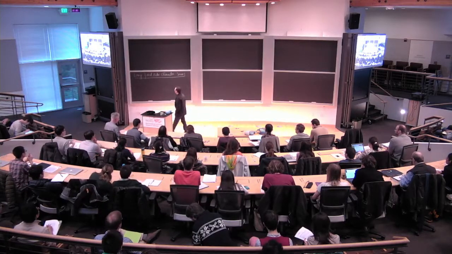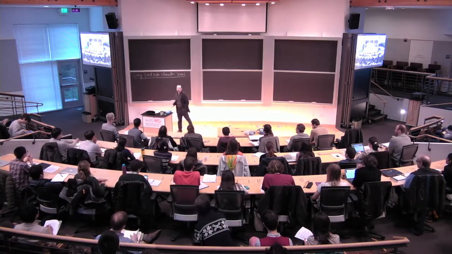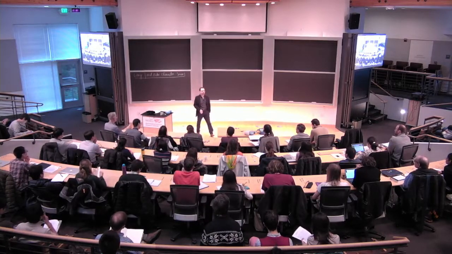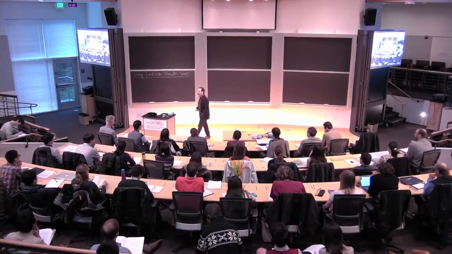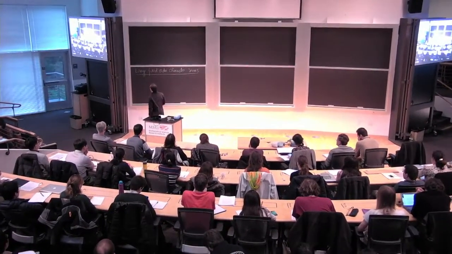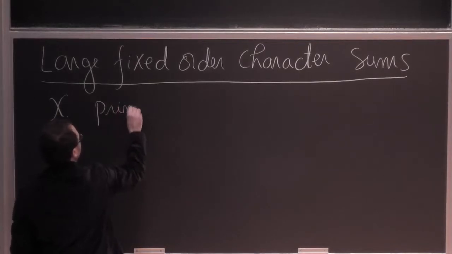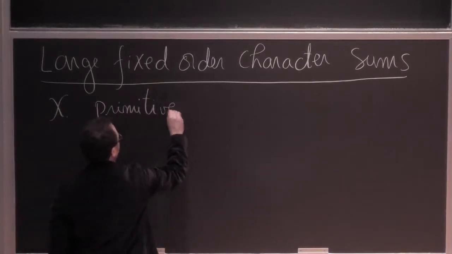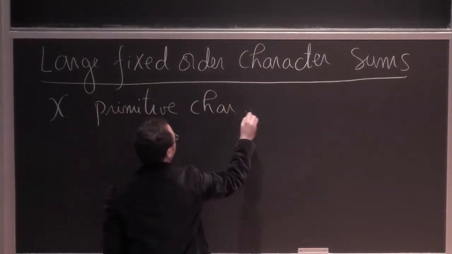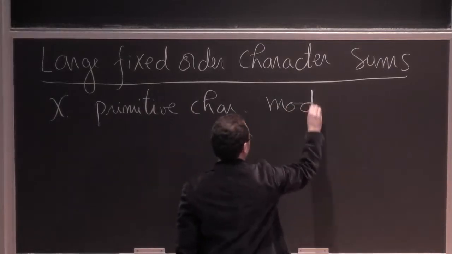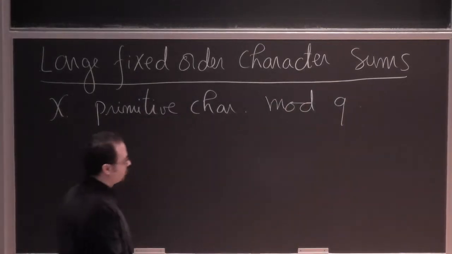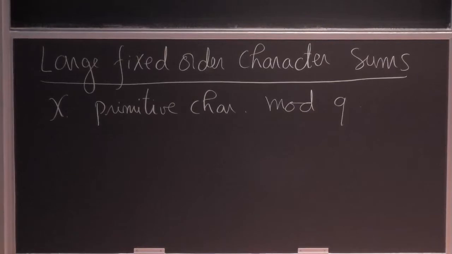So I'm going to talk about large character sums, but more specifically for characters having a fixed order, like quadratic characters, cubic, and so forth. So here throughout, chi will be a primitive character or Dirichlet character mod q. So q is not a prime necessarily.